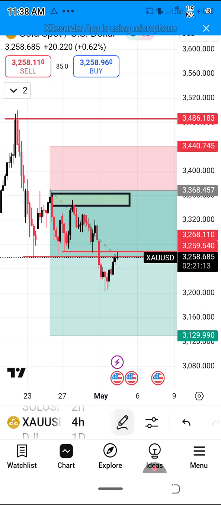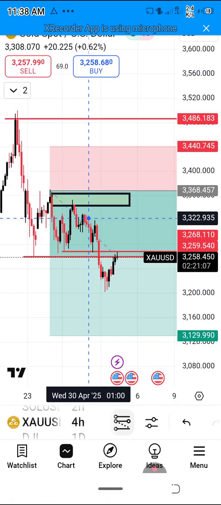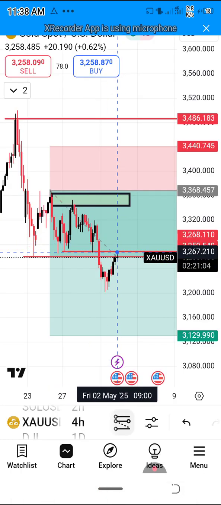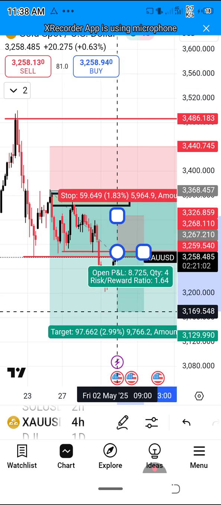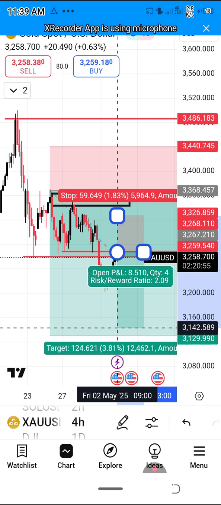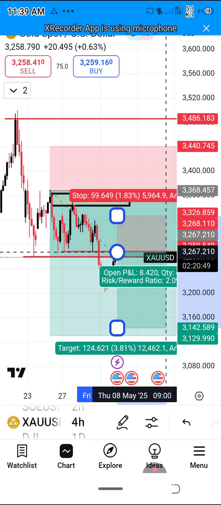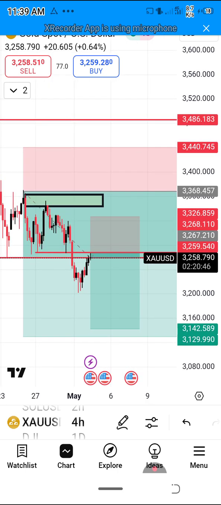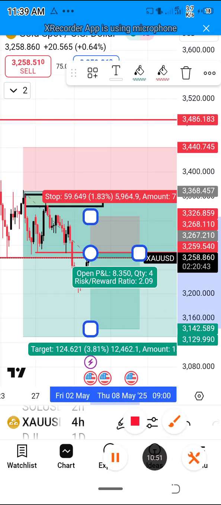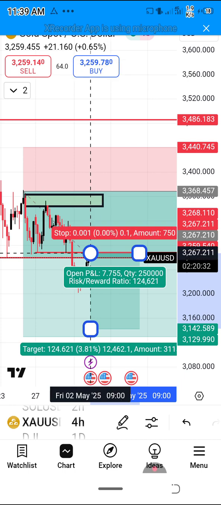Where is the short position? I will enter around this area, then target minus, making sure the target is a 1:2 ratio. Look at it. Why is it 1:2? Look at the 1:2 ratio. You can see I'm already in profit, 8 pips down. So my stop loss is perfectly aligned.